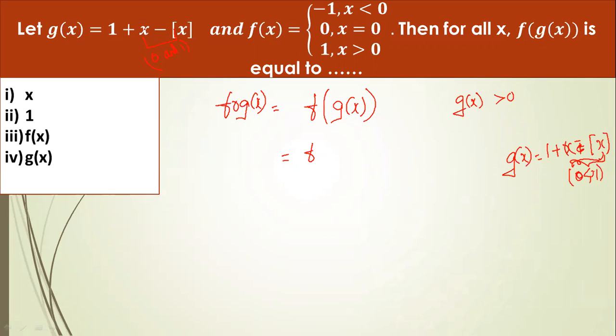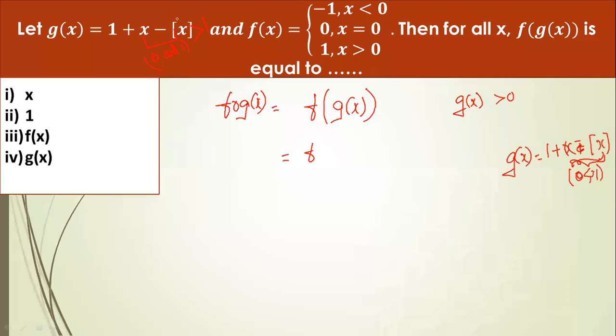What happens is, when you put x minus the greatest integer of x, you get a value. That value is between 0 and 1. To that you are adding 1, correct? You are adding 1. So what happens? Obviously this value should be greater than 1, correct? Obviously g of x should be greater than 1, correct students?